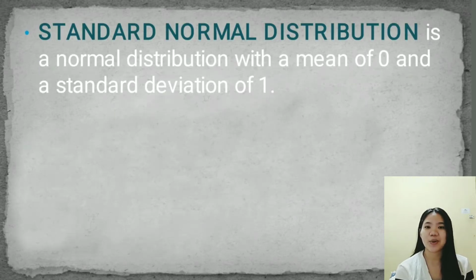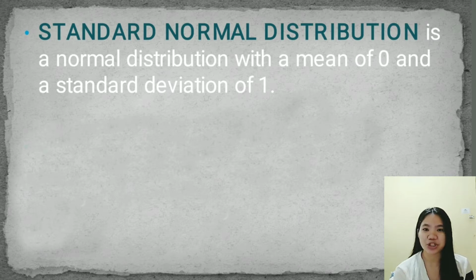I'm going to tackle finding areas under the standard normal distribution curve. As a recap, a standard normal distribution is a normal distribution with a mean of 0 and a standard deviation of 1.